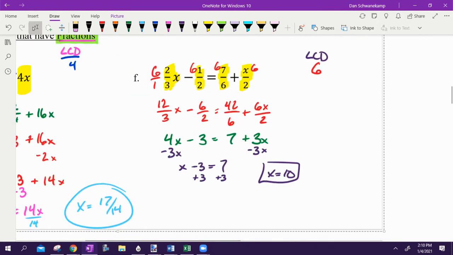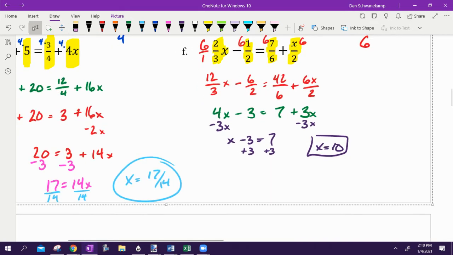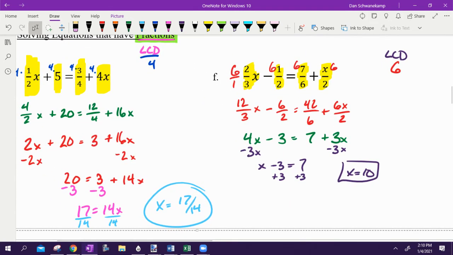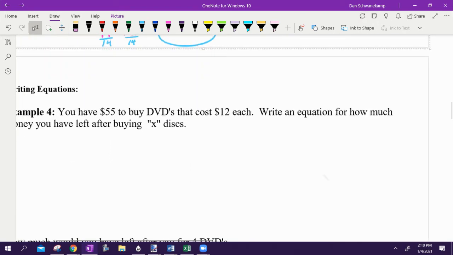You will get better at that as you go. Okay, maybe you're great at it already, but that is something that you'll continue to get better at the more we do. Again, multiplying, when you see fractions in an equal sign, multiply by the LCD. It makes the problem a whole lot easier.